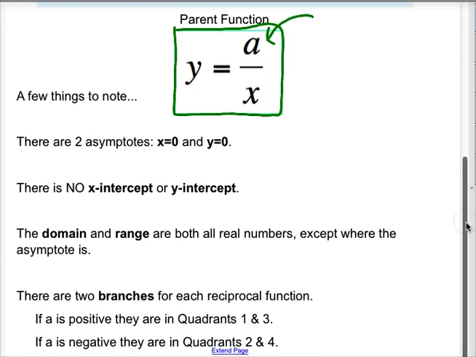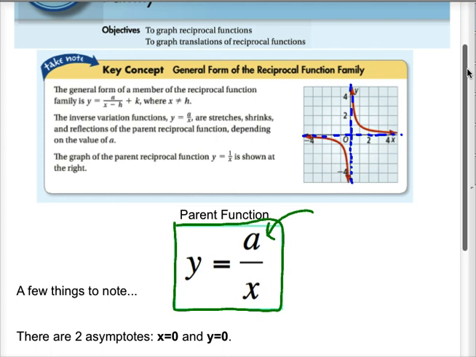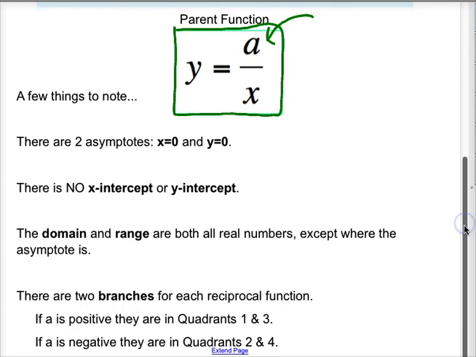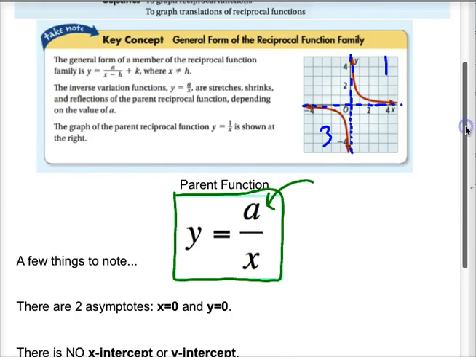And the last thing I want you to notice, there's two branches for each of these reciprocal functions. If A is positive, then they're going to be in quadrants 1 and 3, like this one's shown right here. Quadrants 1 and 3 are where your graph exists. If A is a negative number, then it'll exist in 2 and 4. So it would exist over here instead. All right. So just a few little pointers before we get started.